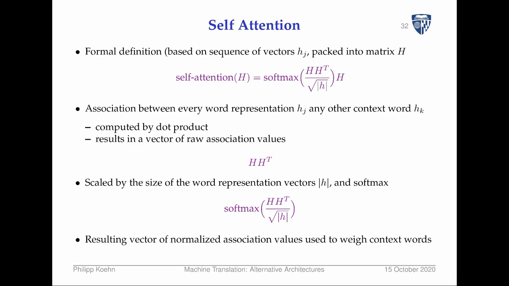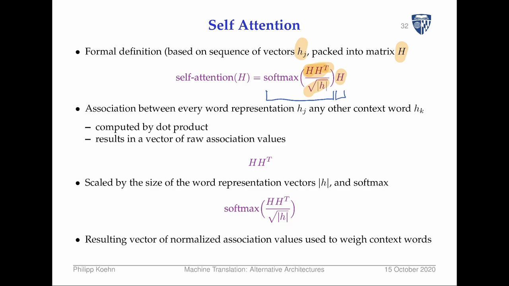So the formal definition here: the idea is we have a sequence of vectors, one for each input word. We're going to pack them together into a matrix, called big H. And then we're going to compute self-attention in the following way. We take the matrix product here, which is just a series of dot products over all the vectors. This gives us a relationship between each vector and any other vector in the input sequence. We normalize that scalar value that we get for each of the vectors somehow, and multiply that again with the input representation. So this combines both the attention calculation, which is this part here, and the weighting over the input, which is done here.